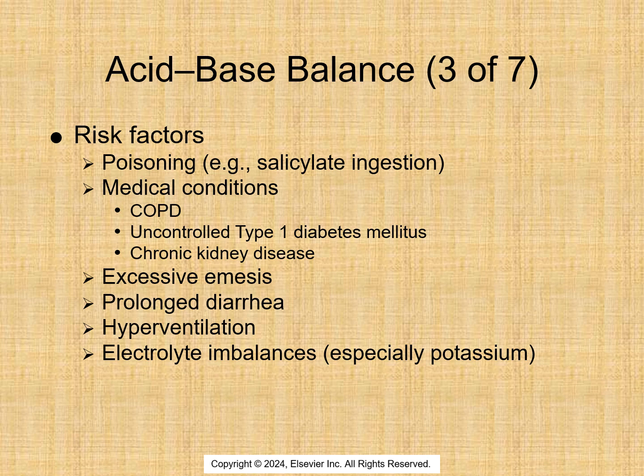Some of the risk factors that could cause somebody to become acidotic or alkalotic include poisoning, a variety of medical conditions to include COPD, uncontrolled diabetes, chronic kidney disease, if they're vomiting persistently, if they've got persistent diarrhea, so they're losing quite a bit of electrolytes as well, if they're in a state of hyperventilation, or electrolyte imbalances, especially potassium, which tends to be one of the biggest culprits.